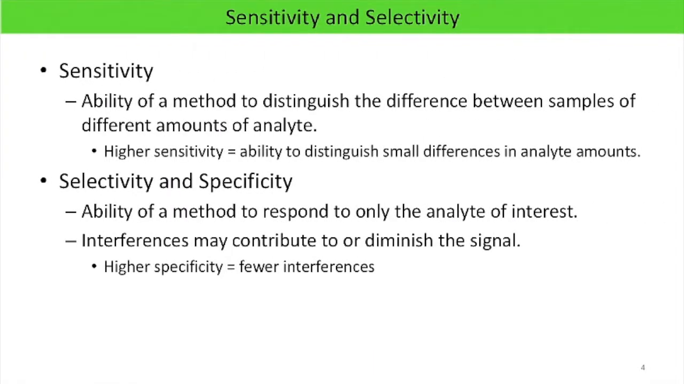So sensitivity is the ability of a method to distinguish the difference between samples of different amounts of analytes. More specifically, a sensitive method will be one that is able to distinguish the concentrations of samples that are very closely the same. So very small differences in concentration between two different samples will be able to be distinguished by a method that's sensitive. A method that is not sensitive will see those two samples as being the same concentration. Okay, so higher sensitivity means the ability to distinguish small differences in amounts of analyte.